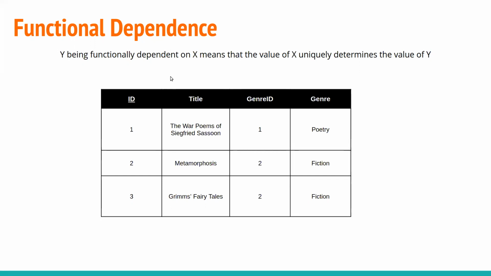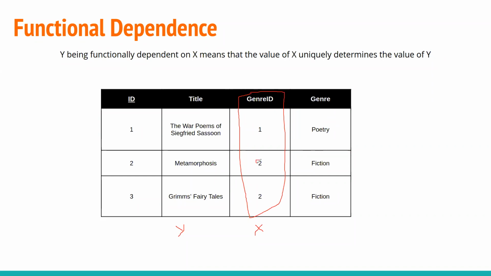Okay, now. Let's see an example of what wouldn't be functional dependence. So, for example, genre ID. We can say that if we make genre ID X and title Y, then Y is not functionally dependent on X. X does not determine Y, right? And you guys can see where the contradiction is.